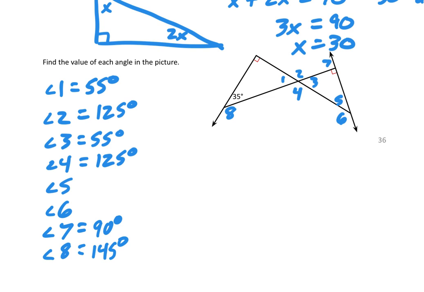Okay, these two right here are the ones that we have left, 5 and 6. I need one to find the other. I don't know either one of them right now. So what would be the easier one to find? 5, yep. Because 5 is on the inside of the triangle, okay? And what we could do here then is this: we know angle 3 is 55. So these two have to be supplementary. So 90 minus 55 would be 35.